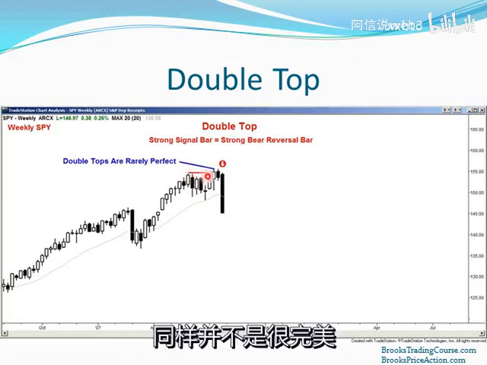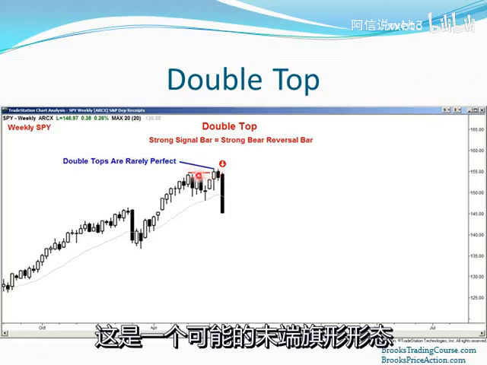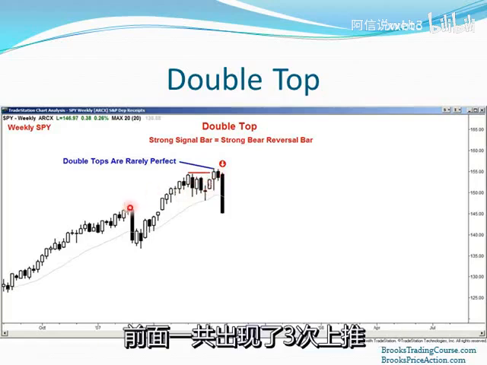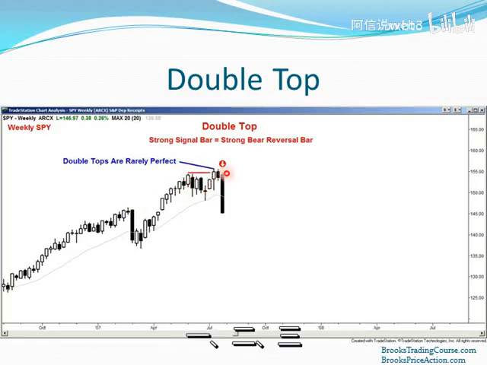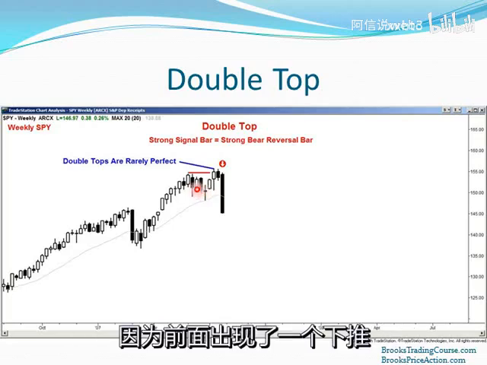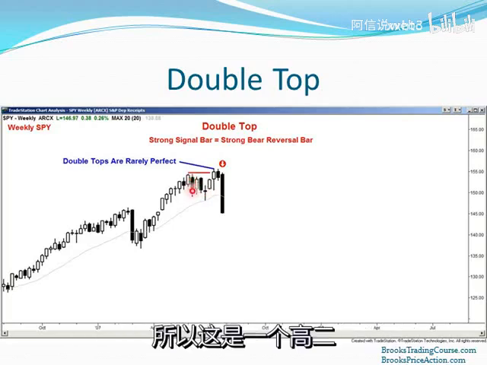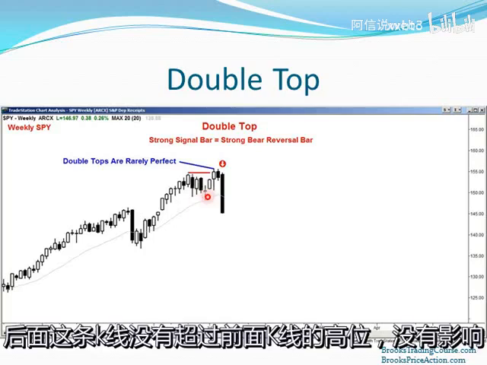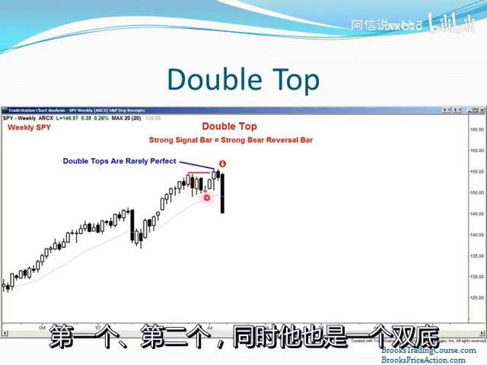Here's a double top. Again, not perfect, right? A lot of double tops are not perfect. Potential small final flag, 3 pushes up, 1, 2, 3. And a high 2. A high 2 occurring late in a bull trend often is the final flag of the bull trend. It's a high 2 because we have a push down here, and then we have a second push down here. It does not matter that this bar did not go above the high of that bar. It's a 2-legged correction, 1, 2.